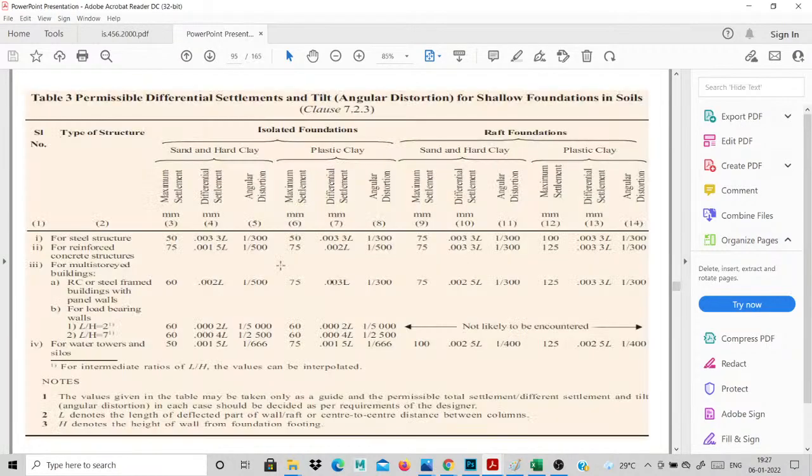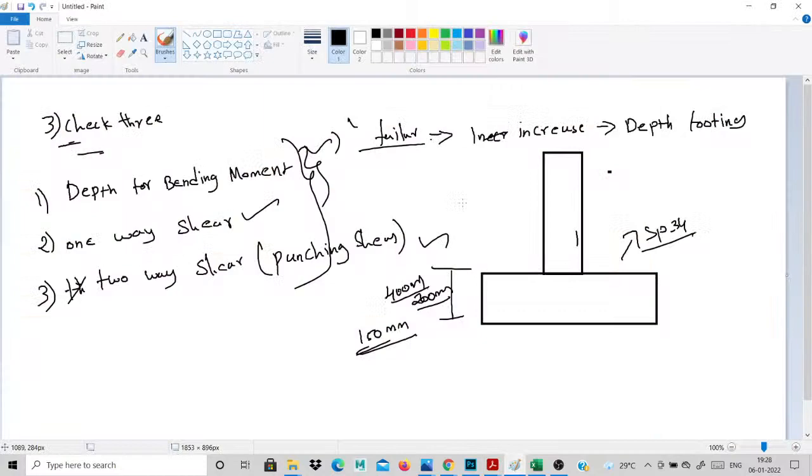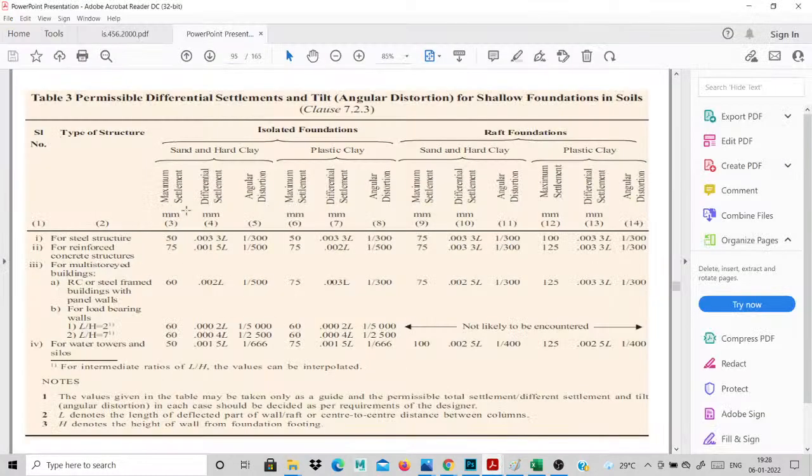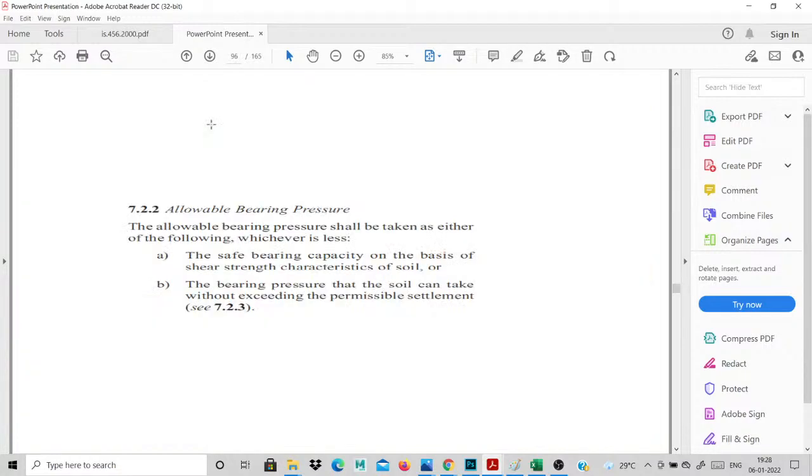The next one is settlement: allowable settlement, maximum settlement. In our foundation design, we take a 25 mm settlement for our foundations. The minimum settlement taken is 25 mm. A 25 mm settlement will be taken to design all the buildings also. The maximum settlement for reinforced concrete is 75 mm, but it will be designed for a 25 mm minimum settlement. This graph is taken from NBC 2016.